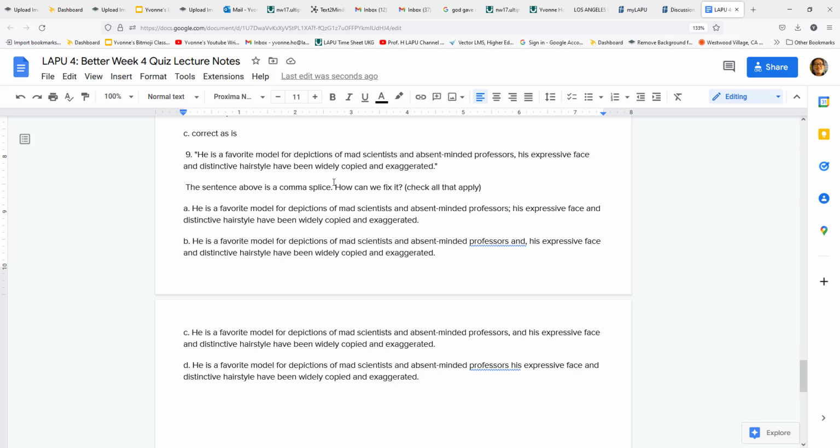So how do we fix comma splices? And then you have to write down, check all that applies. And so by now, you should already know what it looks like. We can either insert a semicolon, or we can put a comma and a coordinating conjunction. You should know that really, really well by now. Okay, so you have a semicolon or a comma and a coordinating conjunction, also known as a conjunctive adverb. So that's 9 is A and C.